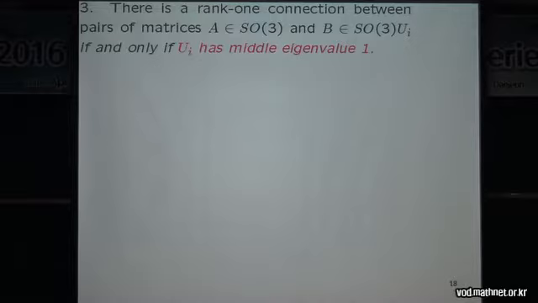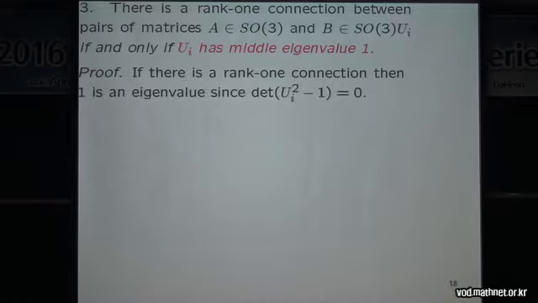Anyway, why is this true? Well, if there's a rank one connection, then one is an eigenvalue, because we have this representation formula from the theorem. So the determinant of U_i squared minus the identity would be zero, which says that one is an eigenvalue.